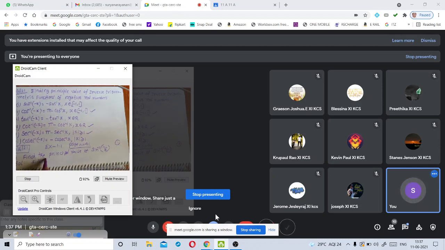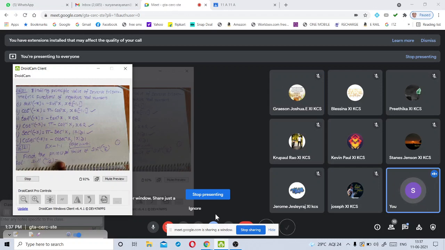Sine inverse of minus 1 by 2. First of all, which formula can be used here? Which formula is apt for this function? Sine inverse, it is in the form of sine inverse of minus x. Yes or no? It is in the form of sine inverse of minus x. Understood this point? Yes, sir.